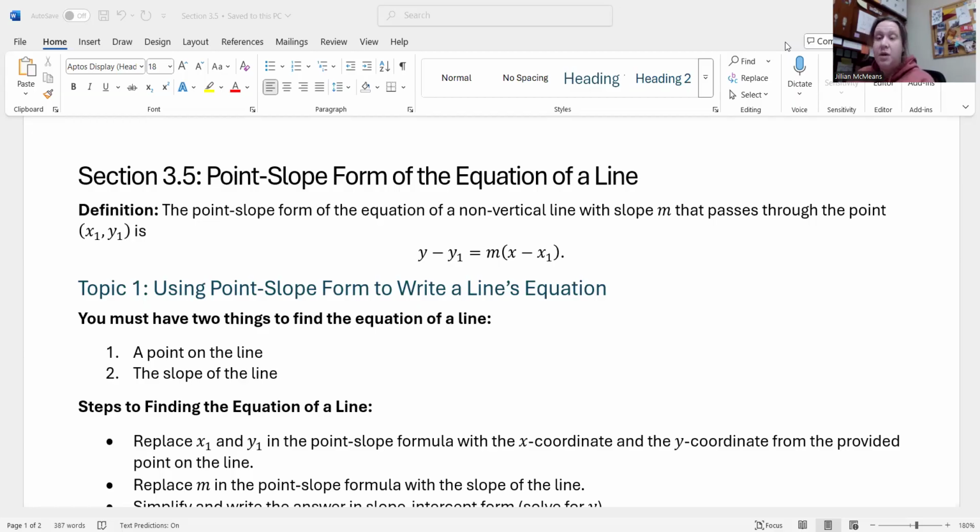So we're not going to have the equation of the line given to us. We're going to be given enough information to then find the equation of the line. So we're going to talk about something called point-slope form of the equation of a line.